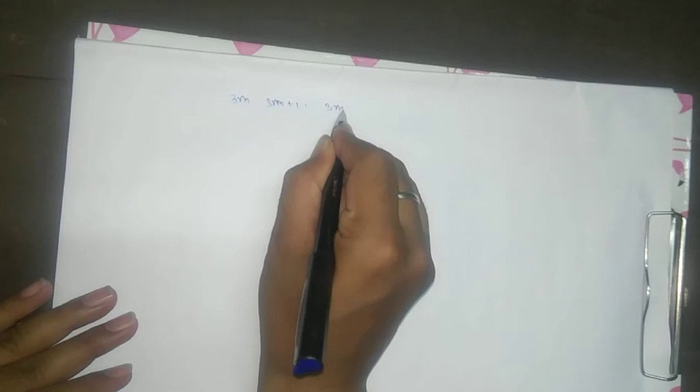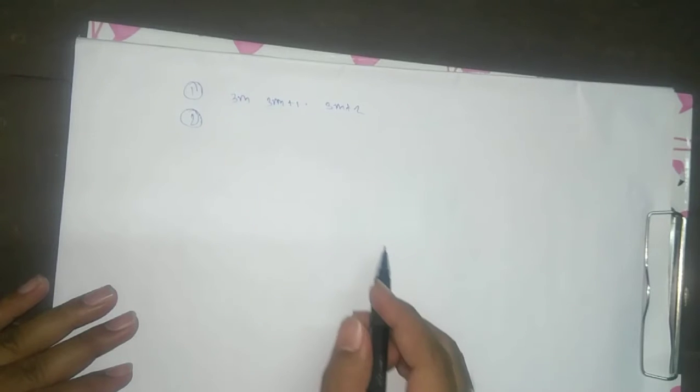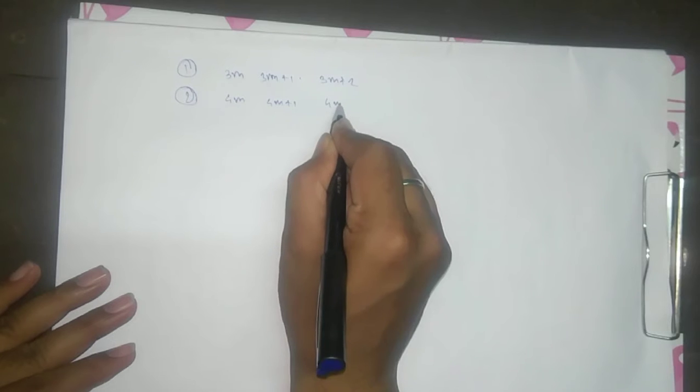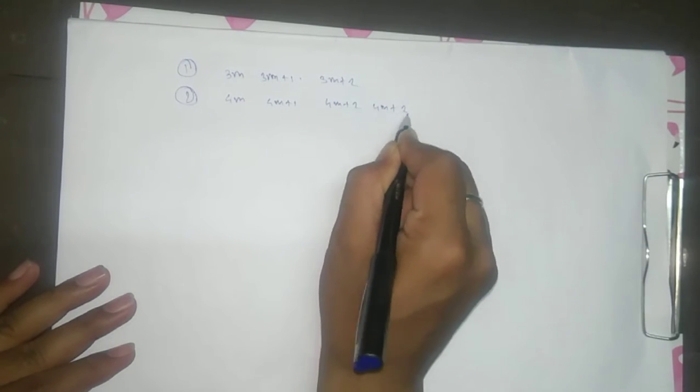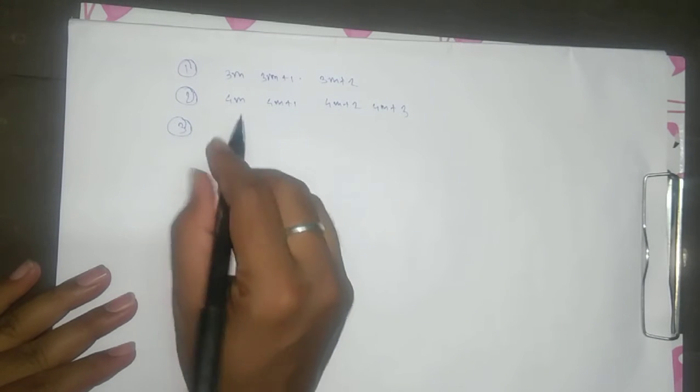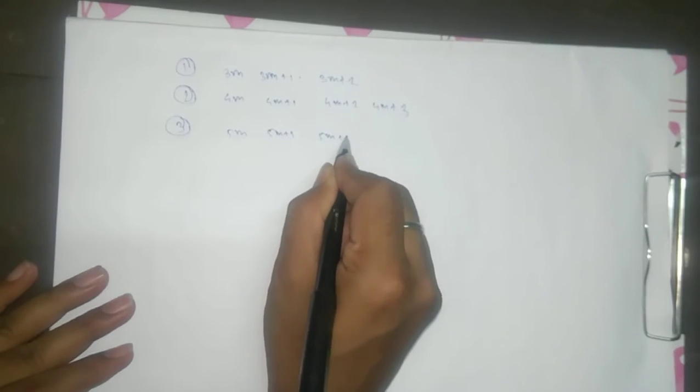So here you can see this type of presentation: 3m, 3m plus 1, 3m plus 2. This is for one question. Second question: show that any positive integer can be written in the form 4m, 4m plus 1, 4m plus 2, 4m plus 3. Third question: show that any positive integer can be written in the form 5m, 5m plus 1, 5m plus 2, 5m plus 3, 5m plus 4.